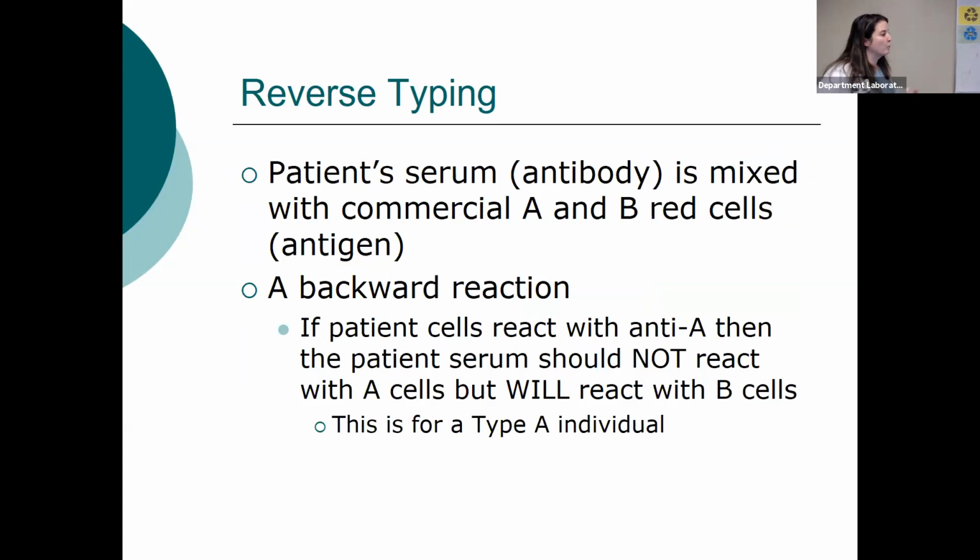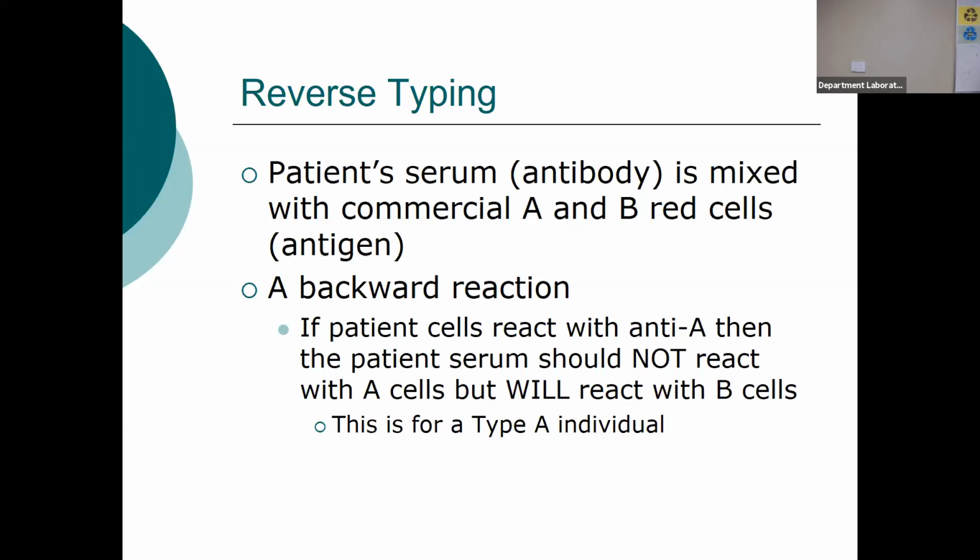That's the forward type. We're looking at the antigen on your patient red cells. For the reverse type, we are seeing what ABO antibody is in patient plasma. So we're going to take patient plasma and mix it with commercially manufactured red cells. You have A1 cells and B cells that you will run on every patient in blood bank.